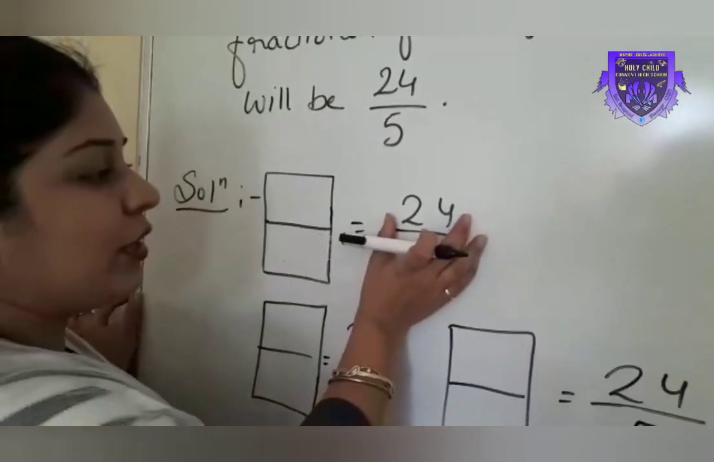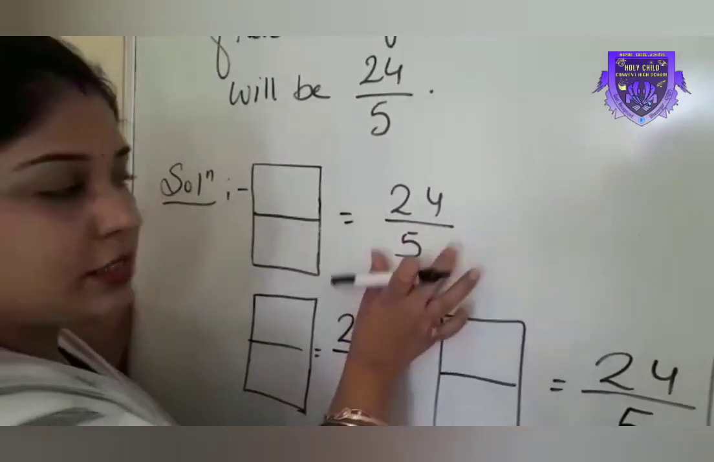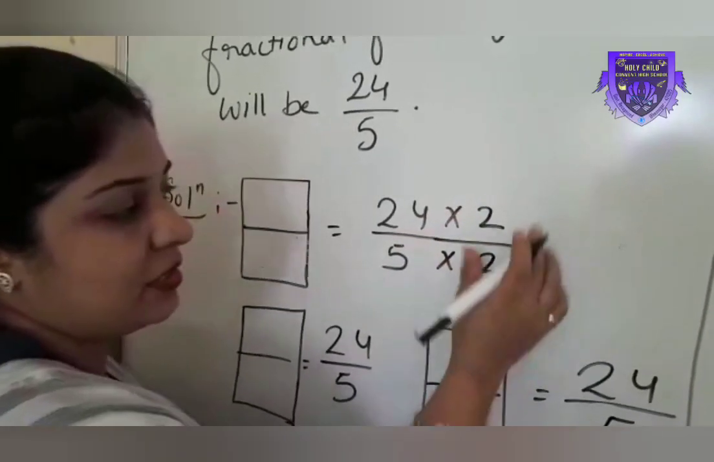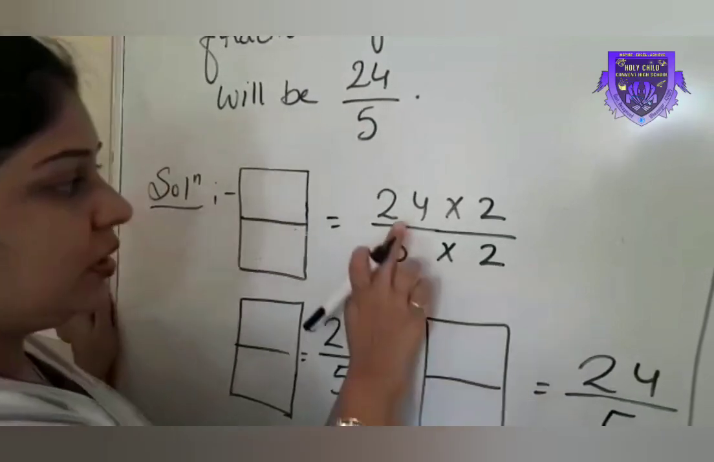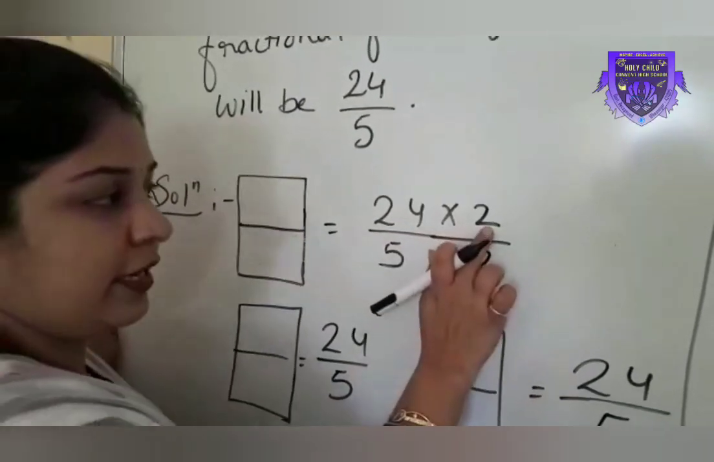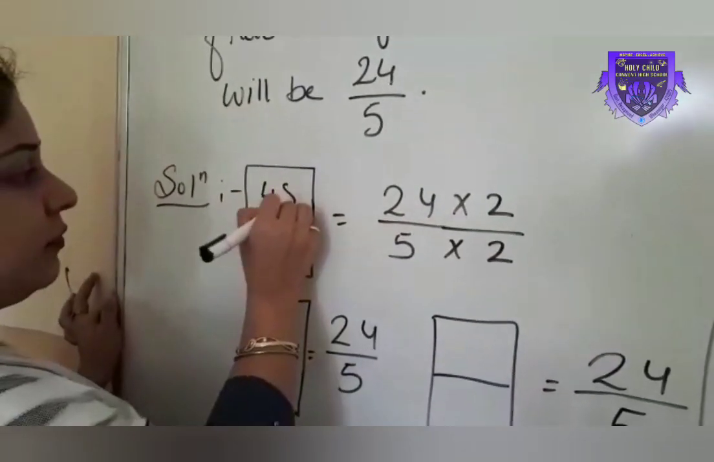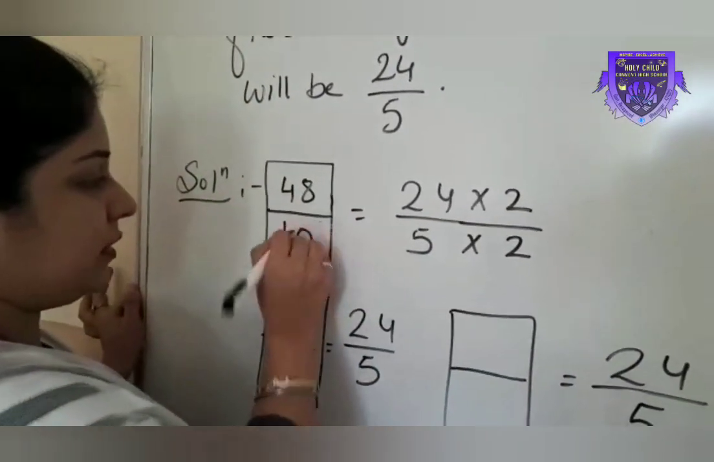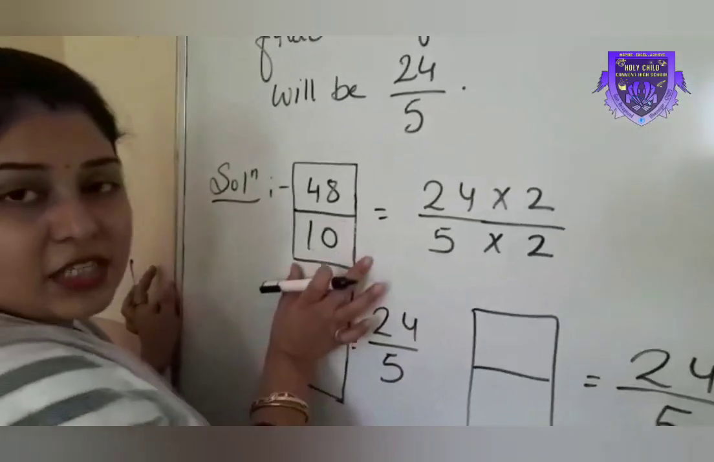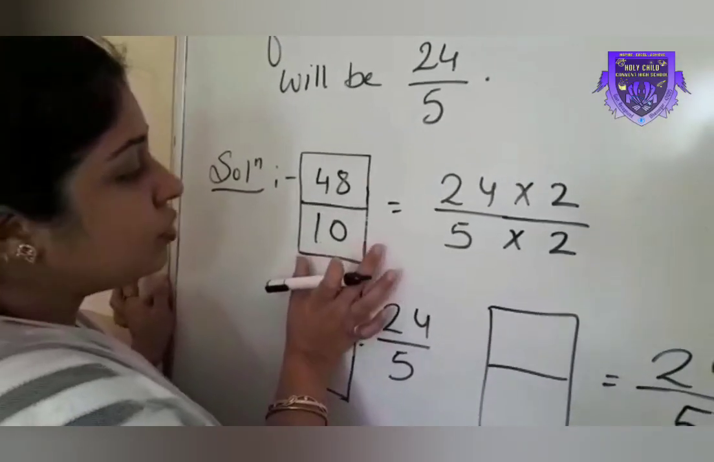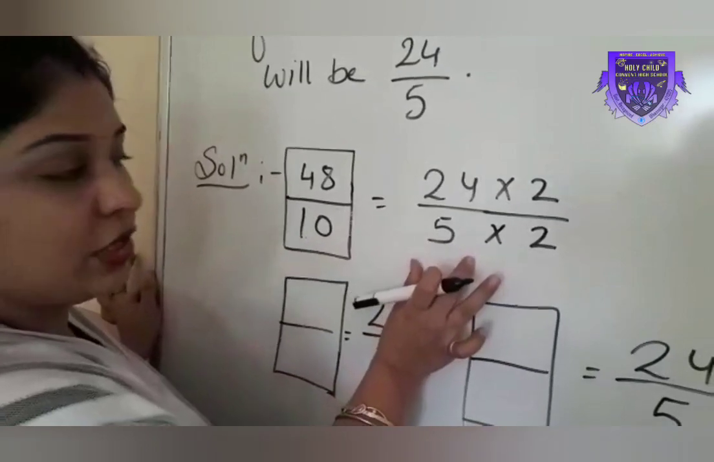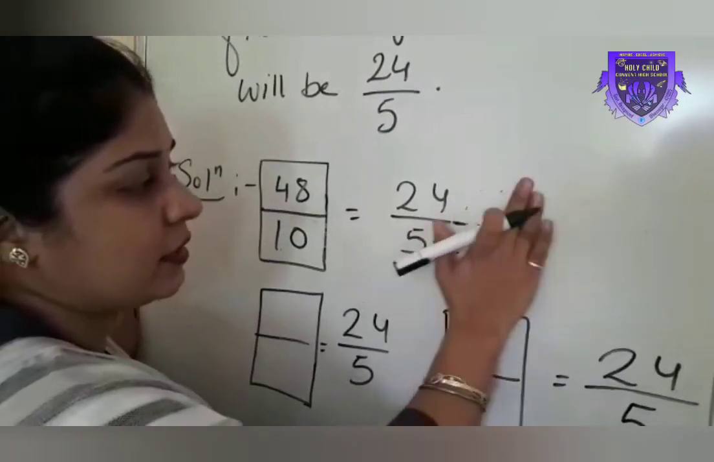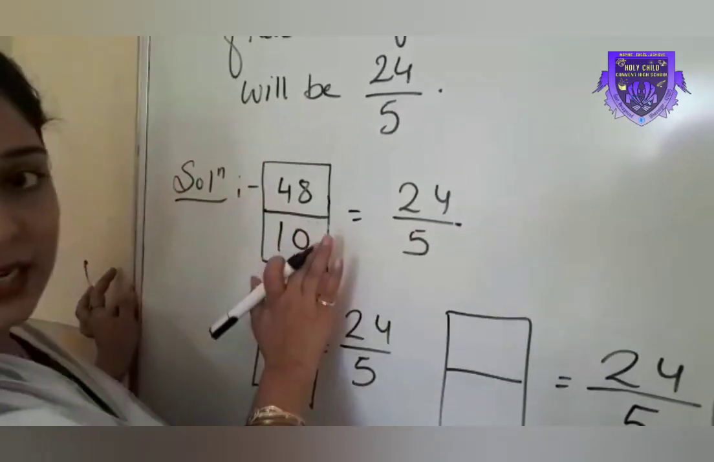Okay. Now 24 upon 5. Suppose we multiply both numerator and denominator with the same integer, let it be 2. When we multiply 24 by 2 we will get the answer 48. When we multiply 5 with 2 we will get the answer 10. So this is the first pair, okay, whose fractional form is 24 upon 5. This is the rough work. Later we will rub it out after getting the answer.